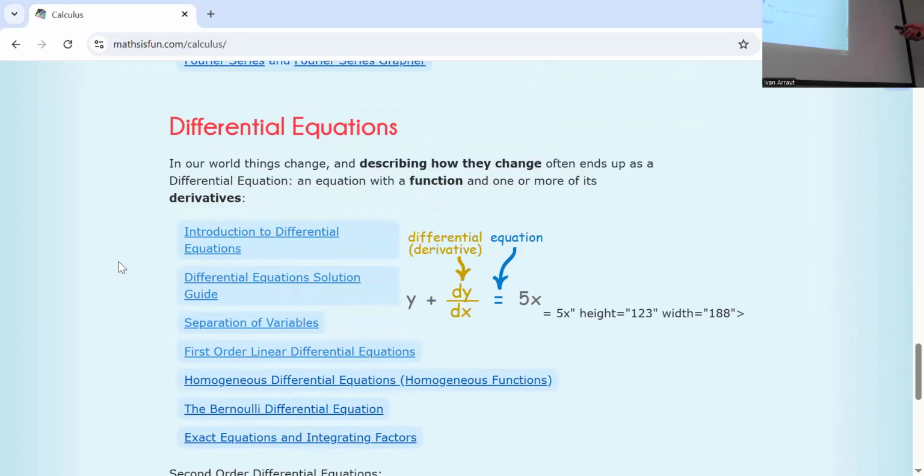Now, this is what I was telling you. We will see a little bit of differential equations. Differential equations, as the name says, are equations describing the variation of two variables, y and x in this case. And of course, all the other terms can depend on y or x or be constants.